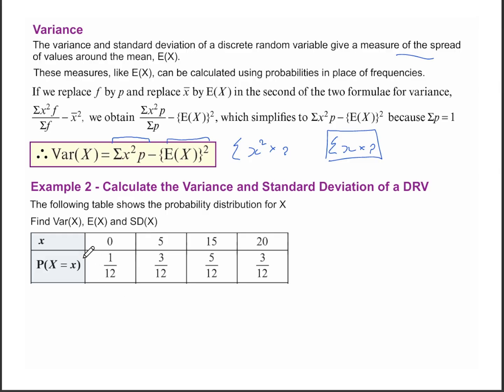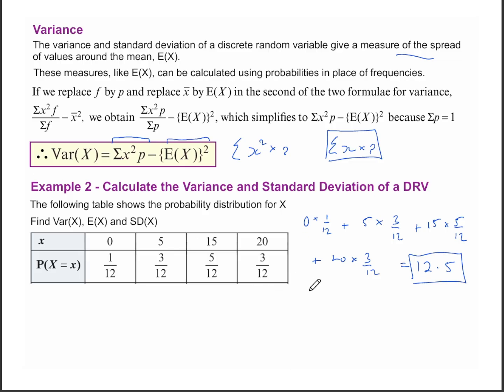So for this, we're going to find the expectation, the variance, and the standard deviation. Firstly, we need the expectation even for the variance, so we'll start off with that, where we have 0 times 1 over 12 plus 5 times 3 over 12 plus 15 times 5 over 12 plus 20 times 3 over 12. This gives us 12.5. That's going to be your expectation of your random variable x.